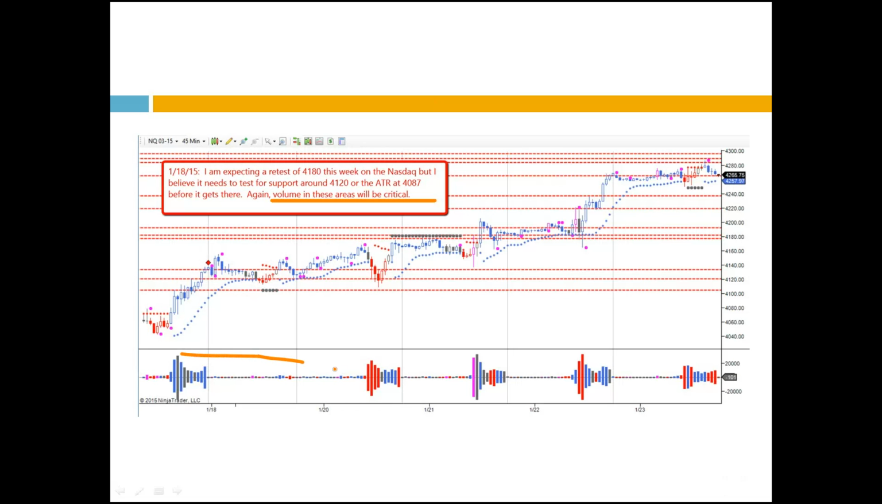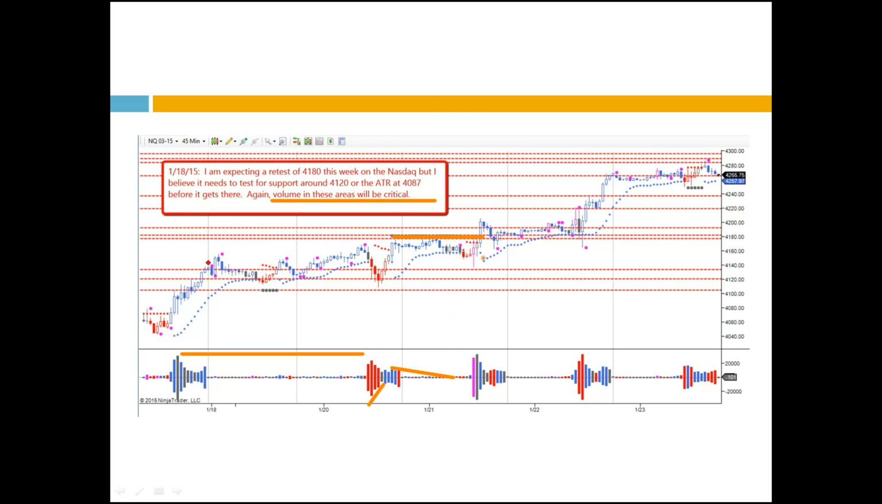Again, you've got decreased volume, okay? You come back down to right below the 4120 area, gives you a nice little divergence there, comes up to the congestion dots, gives you a nice divergence there.